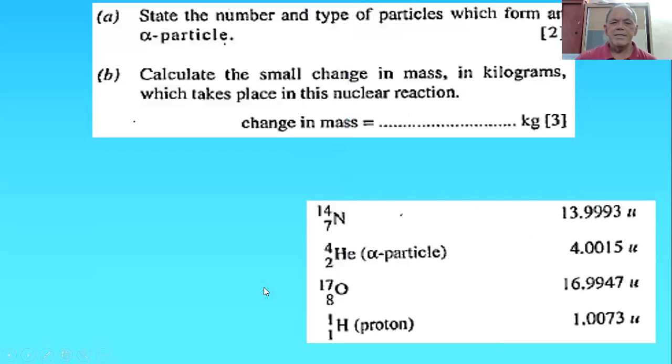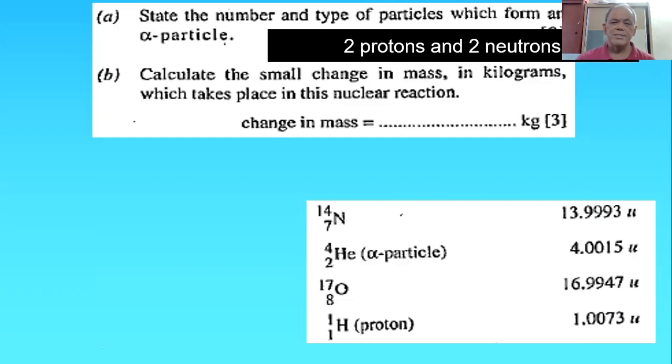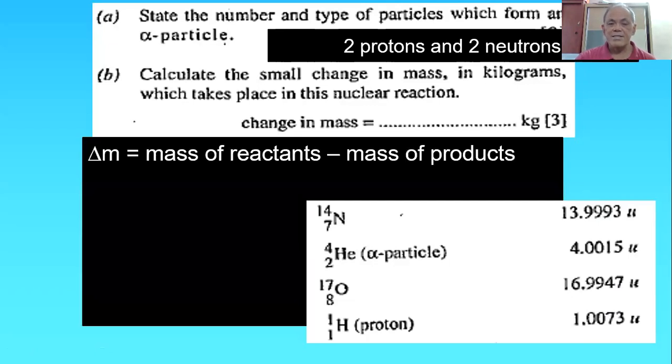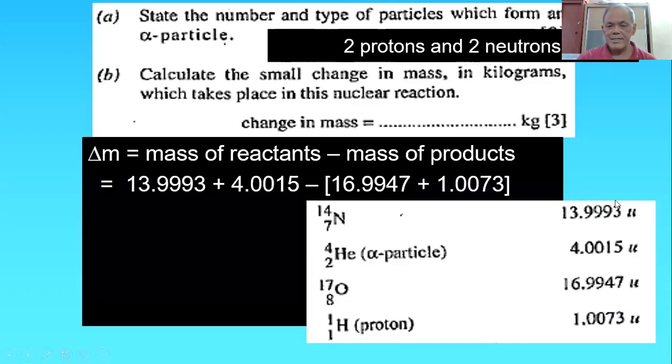State the number and type of particles that form an alpha particle. That's AS work, you should be able to do. 2 protons, 2 neutrons. Calculate the small change in mass in kilogram which takes place in the reaction. Okay, so we are working with mass, remember? So we have to start with mass of reactant minus mass of product. Okay, that is your reactant. That is your product. Subtract. Got that? Minus sign, as we expect.